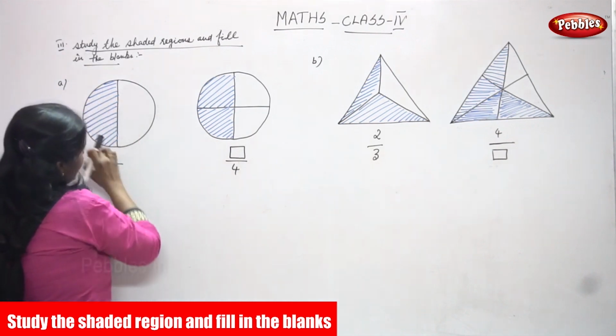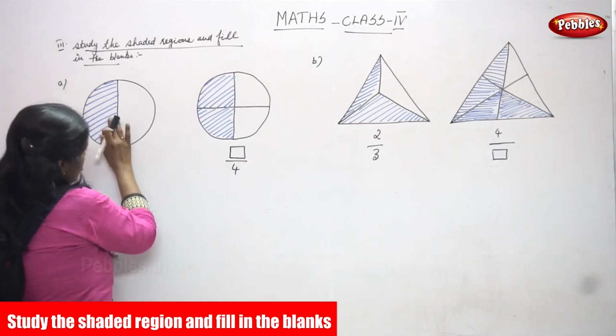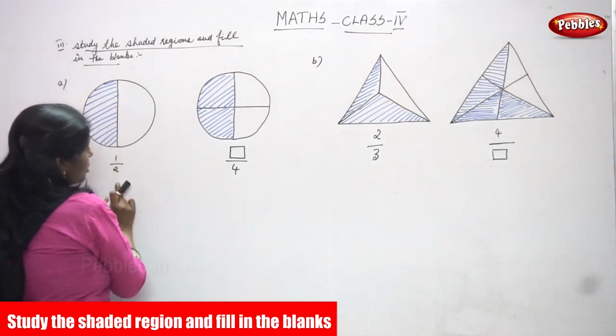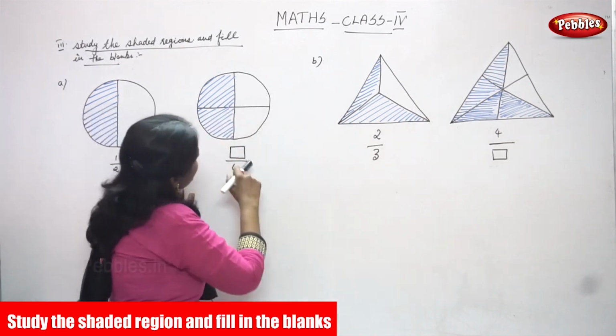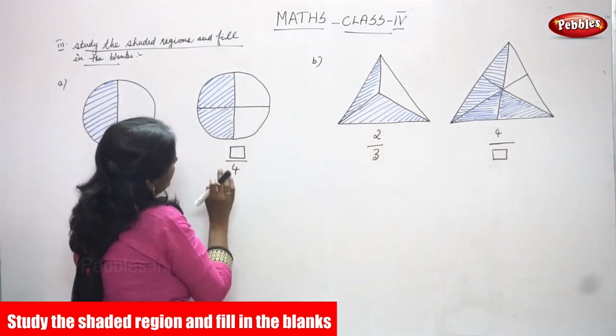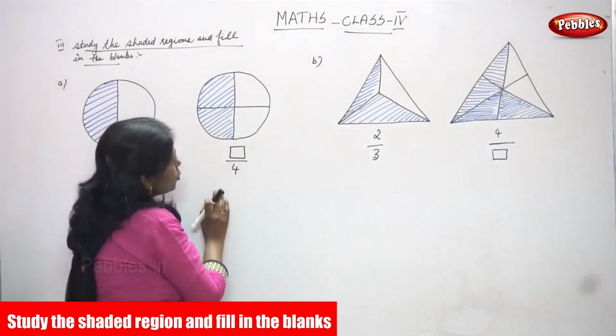So it is a whole circle. I cut it into equal halves, that means 2 parts. Then I shaded only one portion, that is what I have written, 1 by 2. Here, the same circle, a whole circle. I cut it into 4 equal parts. Then I shaded only 2 portions.